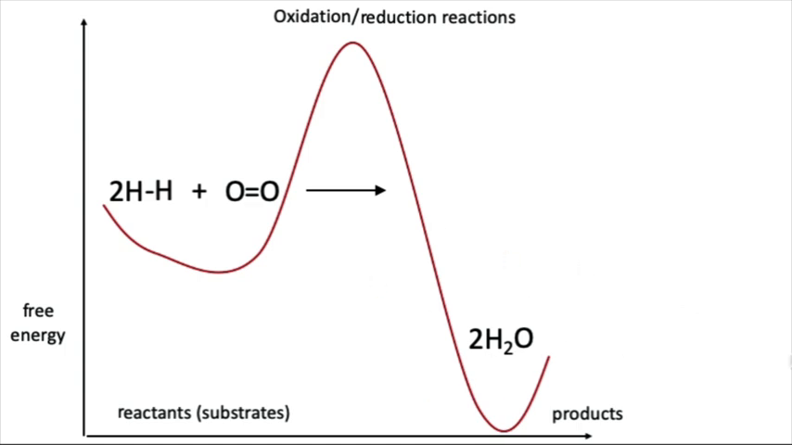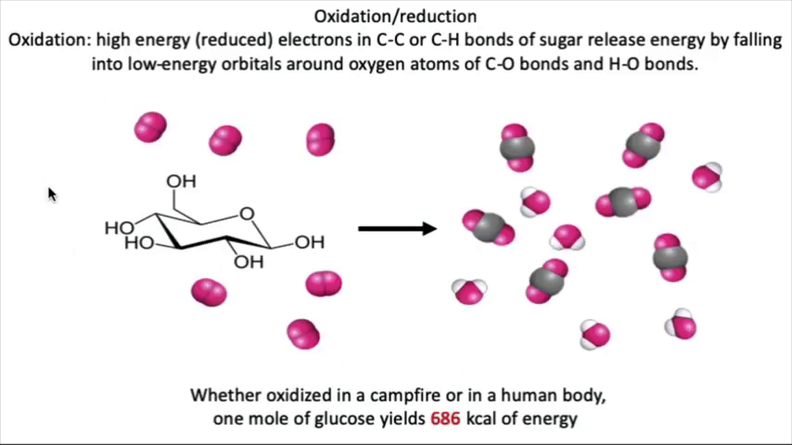And just as you can get a lot of energy from molecular hydrogen, humans get a lot of energy from molecular sugar. Oxidizing 1 mole of sugar will release 686 kilocalories of energy. In a campfire, that energy will be released in the form of heat and light. In the human body, that reaction occurs in multiple steps, in which at many steps, energy is harvested in the form of high energy bonds, ultimately in the form of ATP.